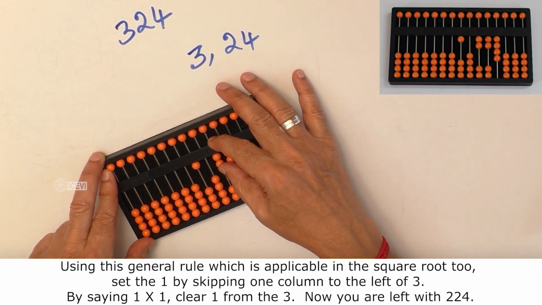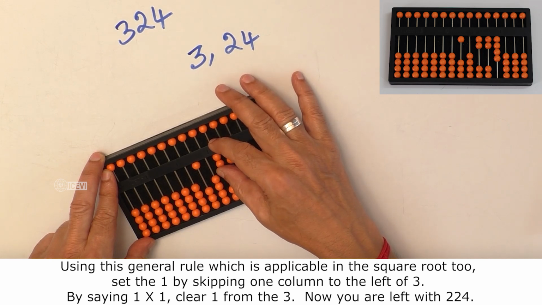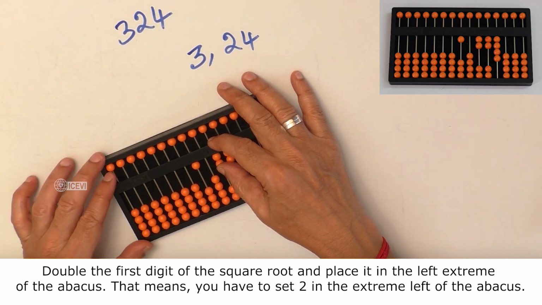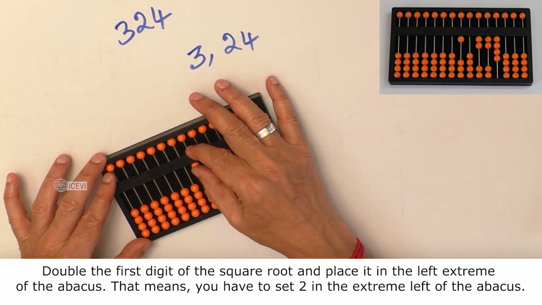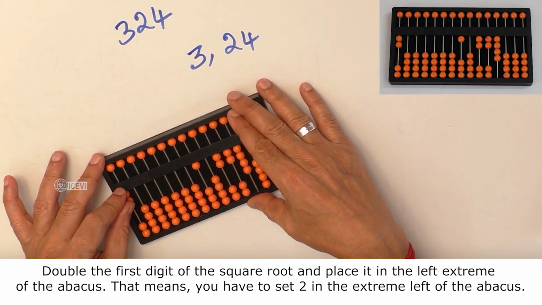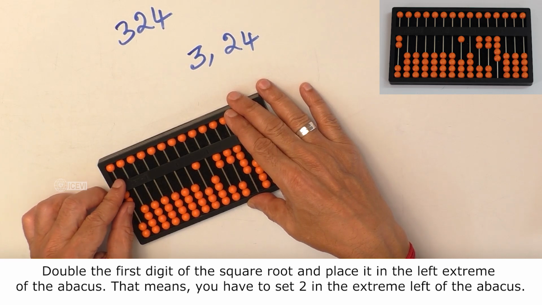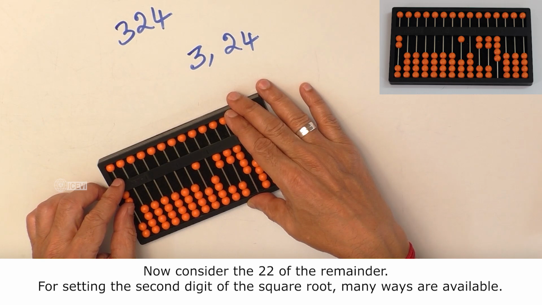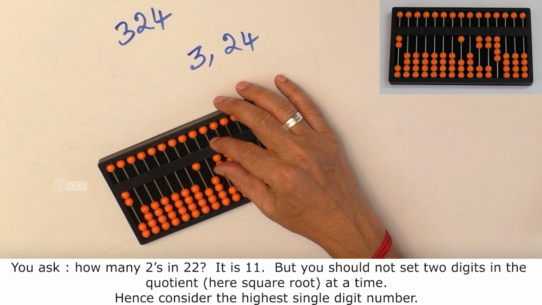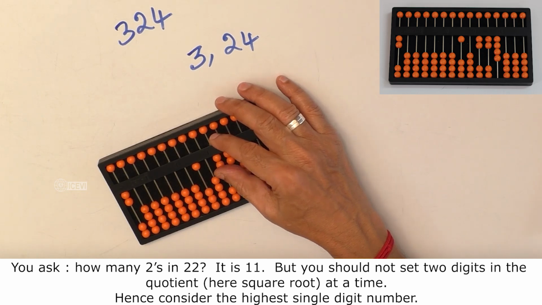Now you are left with 224. Double the first digit of the square root, in which case it is 1, and place it in the left extreme of the abacus. That means you have to set 2 in the extreme left of the abacus. Now consider 22 of the remainder. For setting the second digit of the square root, many ways are available. Now you ask, how many 2's in 22?